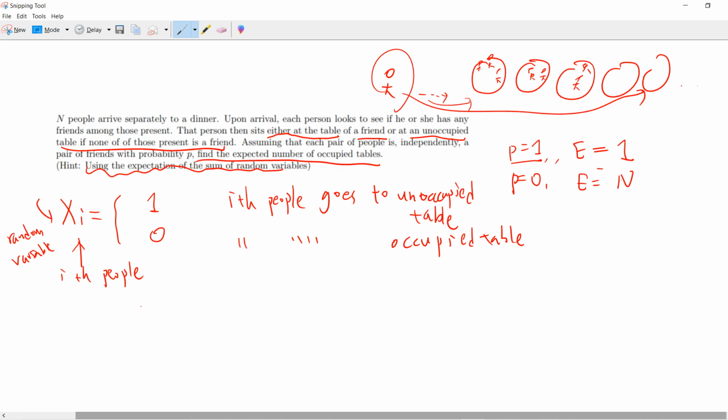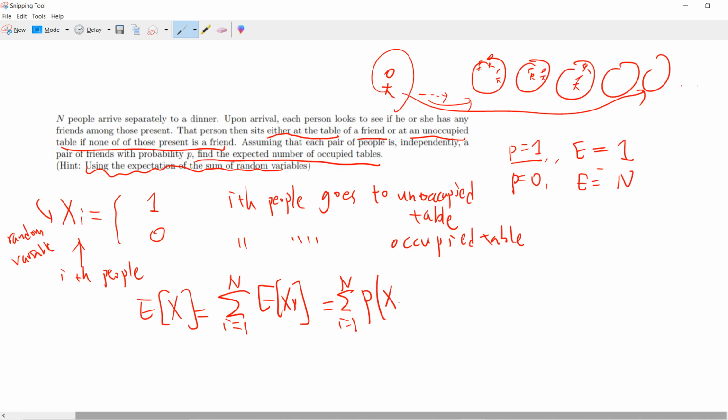Obviously, the expected number of unoccupied tables will be the sum of E[Xi], i from 1 to n. Since Xi is 1 or 0, E[Xi] is just the probability that Xi equals 1, because E[Xi] is 1 times the probability that Xi equals 1, plus 0 times the rest. So we just need to find the probability that Xi equals 1.